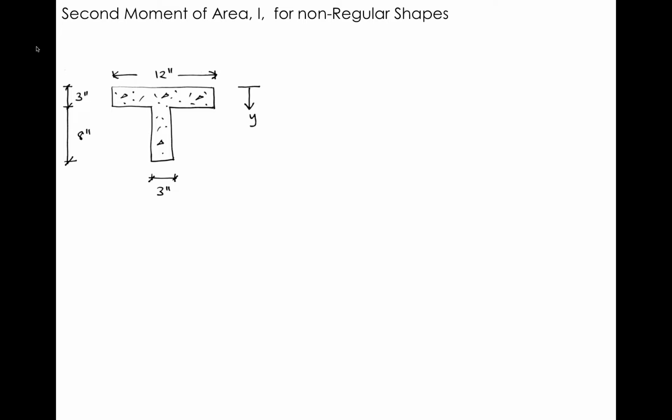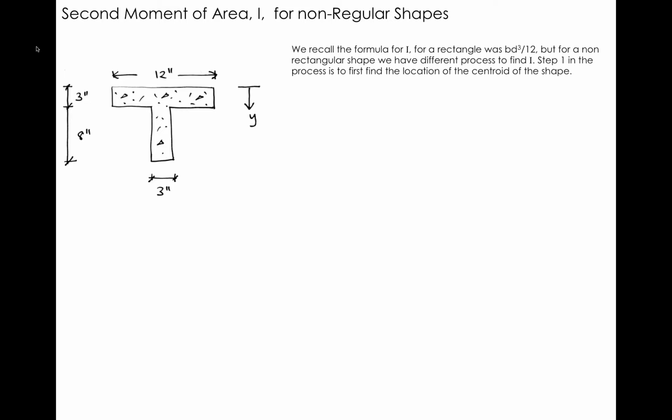In civil engineering, we often make beams from things that are not rectangles. We already understand how to find the second moment of area, resistance to bending, of a rectangular shape. The formula is 1/12 of BD cubed. But for a non-rectangular shape, we need a process.